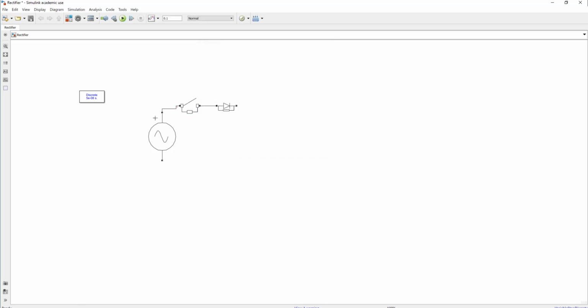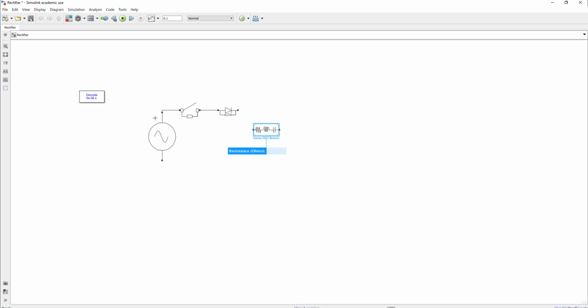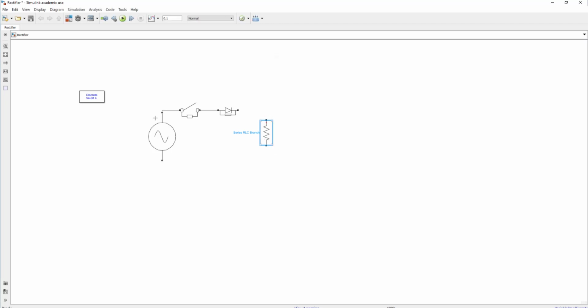So we have used the breaker, and then we have used a diode, and then we will use a resistance. Okay, so RLC. Now we'll turn it, Control R you put to turn that, and double click it. So we want only the resistance. Let us take only 1 ohm resistance, and we want to measure both voltage and current, right? So let us take voltage measurement.